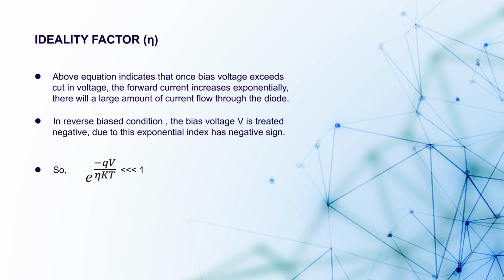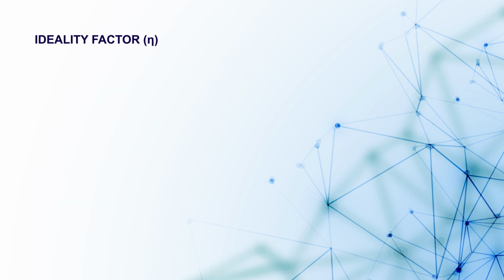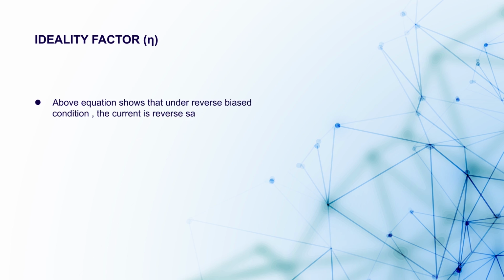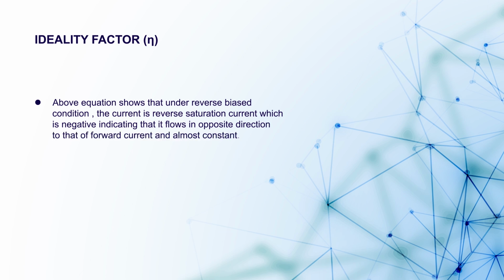Now, this exponential term is negative and its value is very much less than 1. That is why this exponential term can be neglected with respect to the 1 in equation 1. Hence, neglecting the exponential term, we get the current I is equal to minus I naught. So, the above equation shows that under reverse bias condition, the current is a reverse saturation current, which is negative, indicating that it flows in the opposite direction to that of the forward current, and is almost constant.